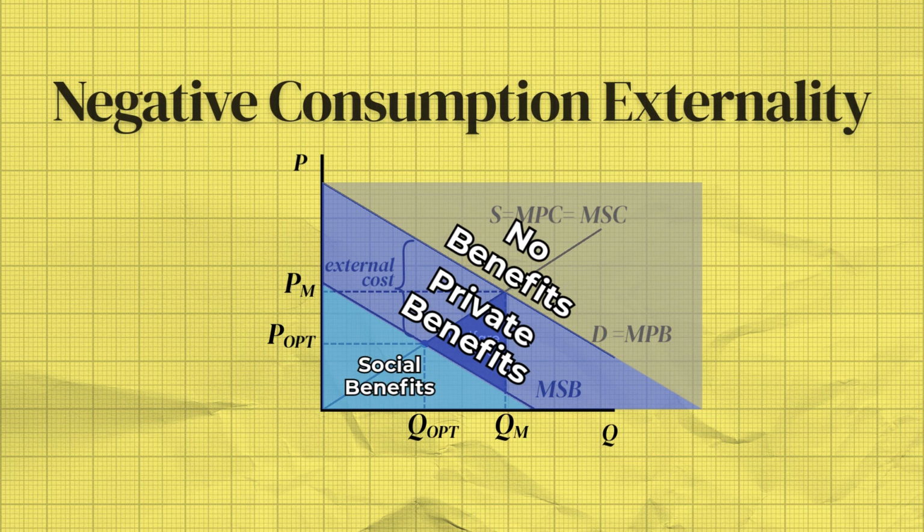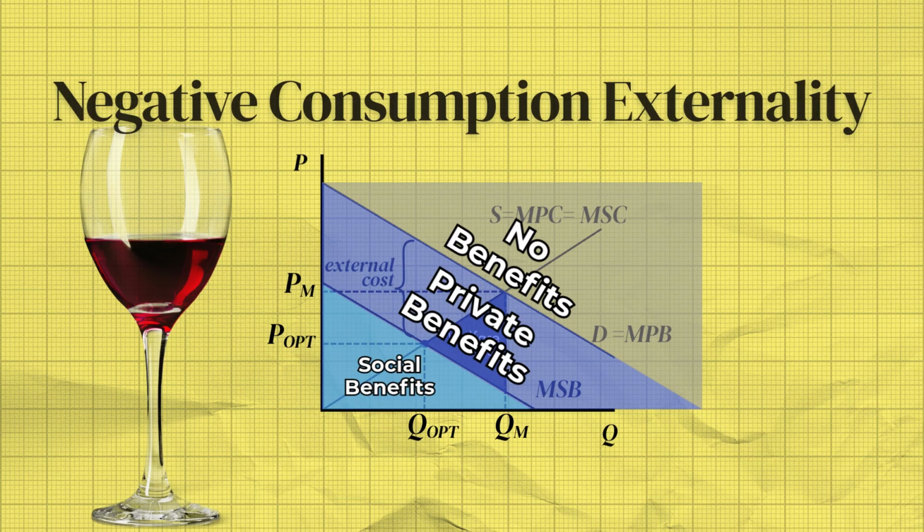But that might be confusing. How could the consumption of a demerit good by one person have any benefit for society? Let's take a demerit good like alcohol. So yes, it's true that the individual consumption of alcohol doesn't really offer much benefit for society. But we need to look at the bigger picture.